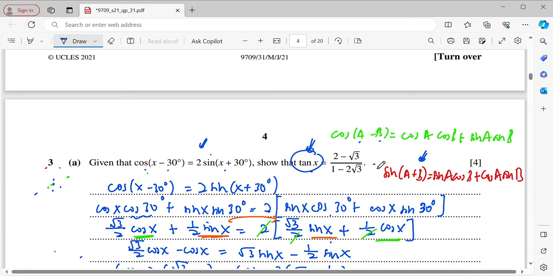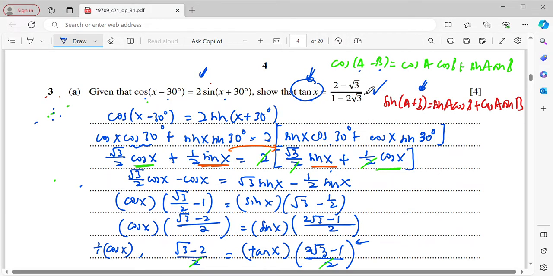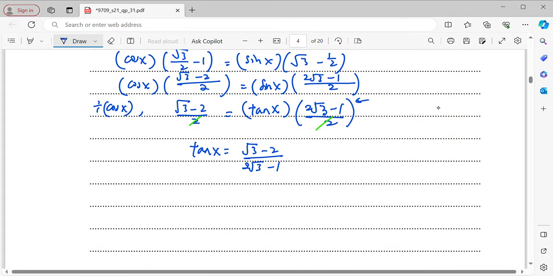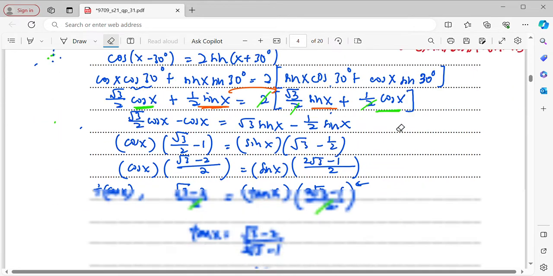Okay, but when you check with the given form, 2 minus square root 3 on top, it means that I need to factorize negative from both numerator and denominator. So here is going to be 1 minus 2 square root 3. So at last the minus will be cancelled off. Then I will be getting 2 minus square root 3 over 1 minus 2 square root 3. So this is the expression for tangent x. Right, so let's check. Okay, so it's exactly the same now.